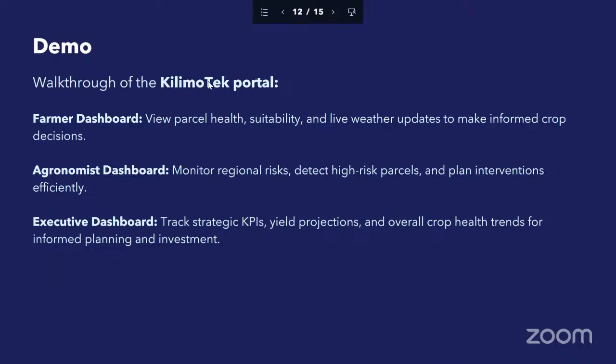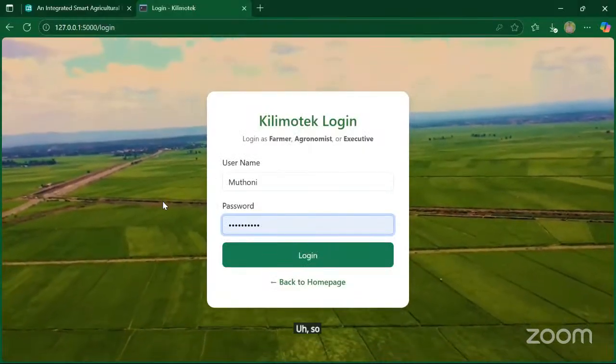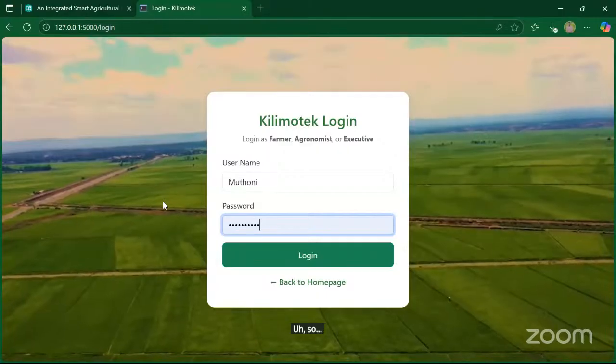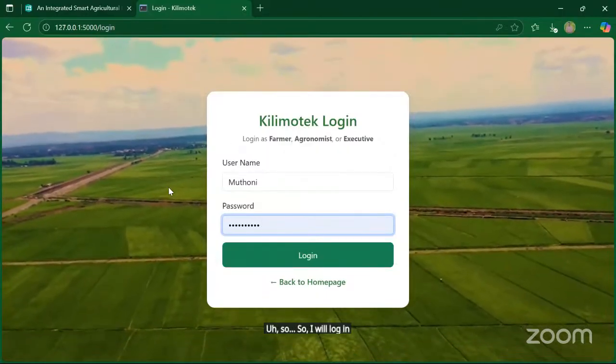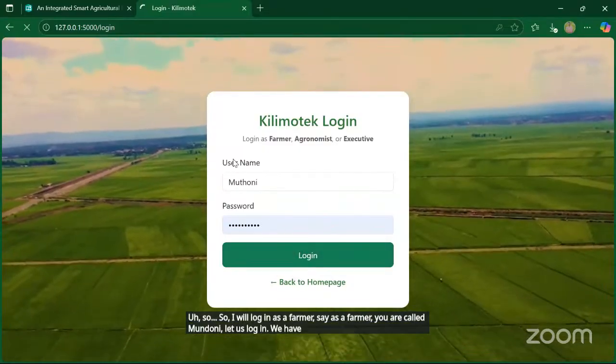our Kilimotech platform. So I will log in as a farmer. Say as a farmer, you are called Mudhoni. Let us log in. We have your parcel information.